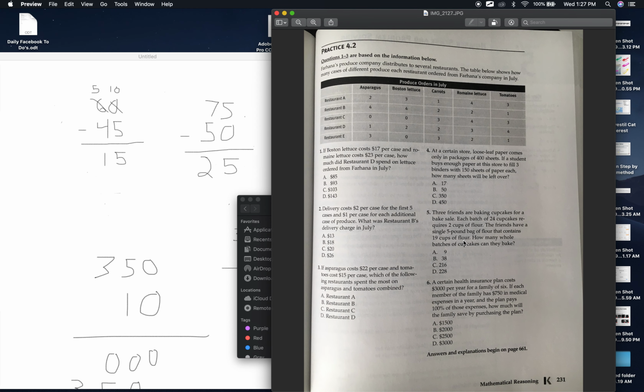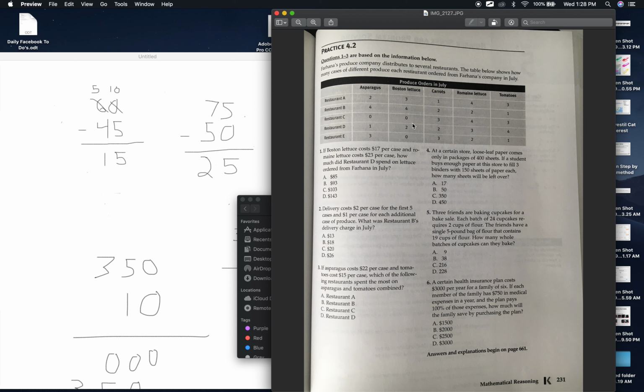This is the last and final page for lesson 4. Questions 1 through 3 are based on the information below. Farhana's produce company distributes to several restaurants. The table below shows how many cases of different produce each restaurant ordered from Farhana's company in July.